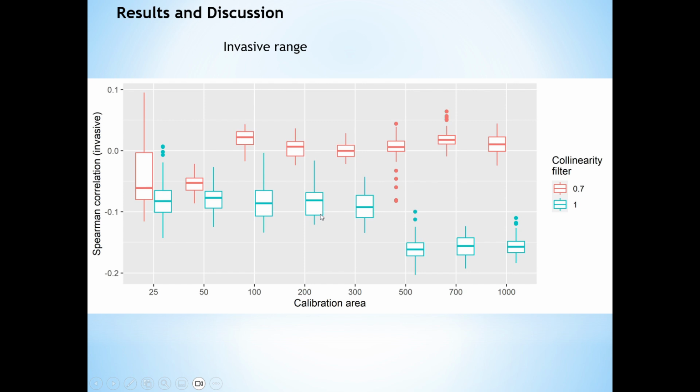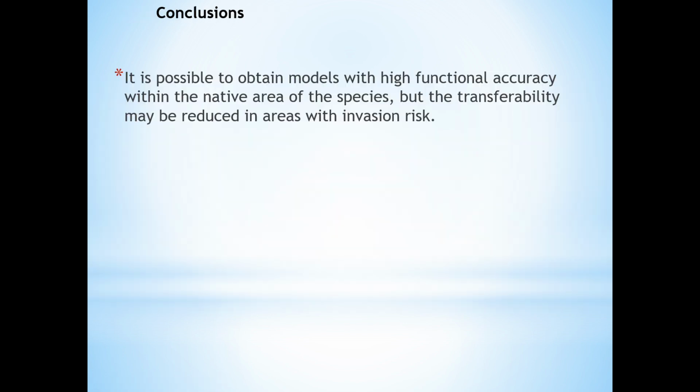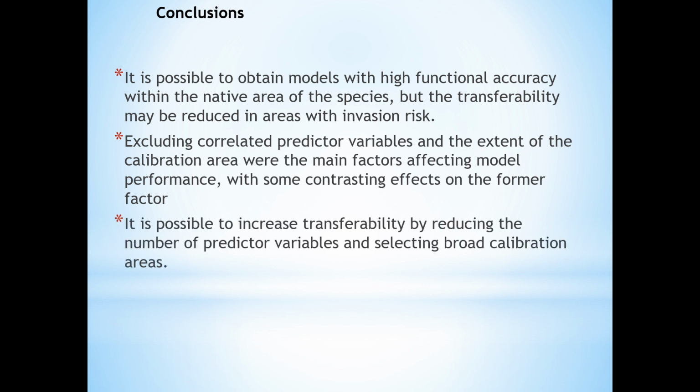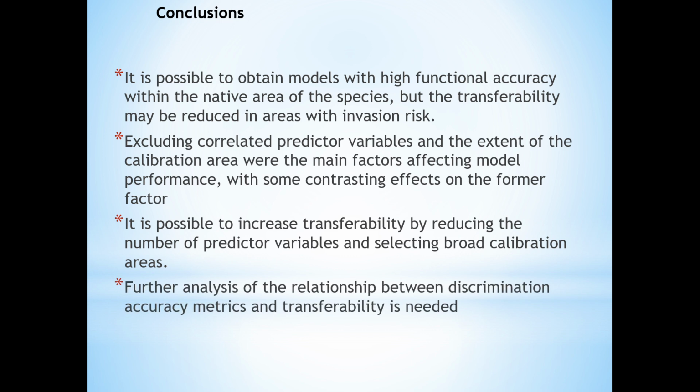In conclusion, it is possible to obtain models with high functional accuracy within the native range of the species, but the transferability might be reduced in areas with invasive risk. Excluding correlated predictor variables and the extent of the calibration area were the main factors affecting model performance, with some contrasting effects on the first factor. It is possible to increase transferability by reducing the number of predictor variables and selecting broad calibration areas. Further analysis of the relationship between discrimination accuracy metrics such as ROC and transferability is needed.